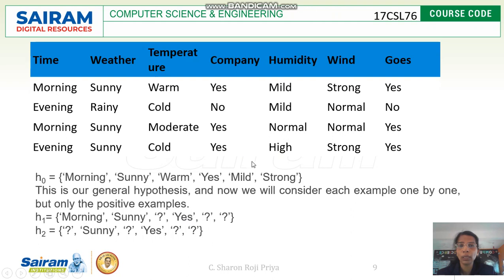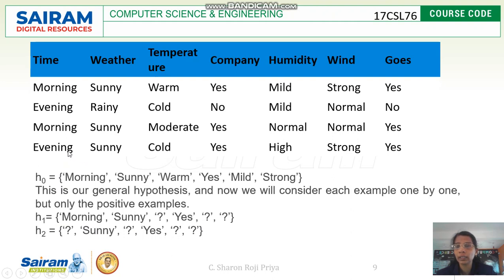Next, normal, mild. Both are different, so put a question mark, right? Next, here it is normal, here it is strong. Both are different. Put a question mark in your hypothesis, right? Now this is your hypothesis.